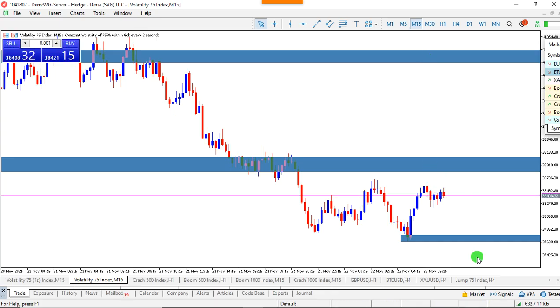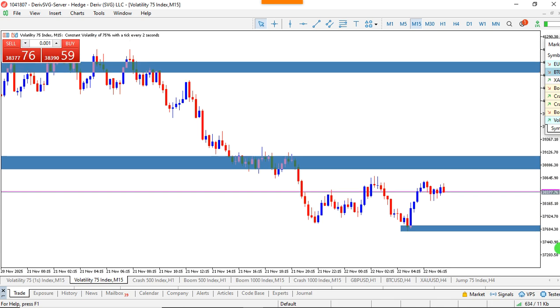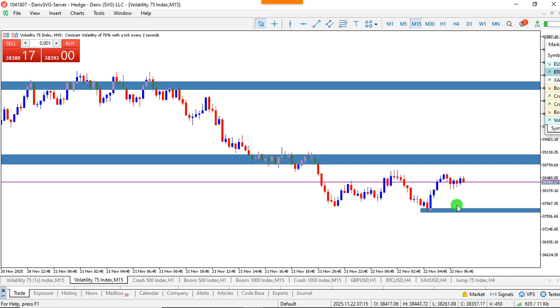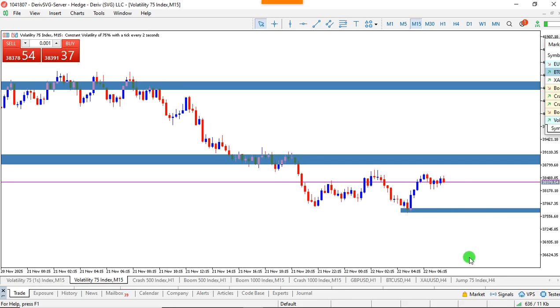And of course, if this zone gets broken again, we have a retest, and it continues, then we can go short on this market. If you're going short, our stop loss is going to be above this zone, and of course our target is a minimum of 1 to 2 because this is the most recent low. So our stop loss is going to be above here, and of course the take profit is going to be a minimum of 1 to 2.